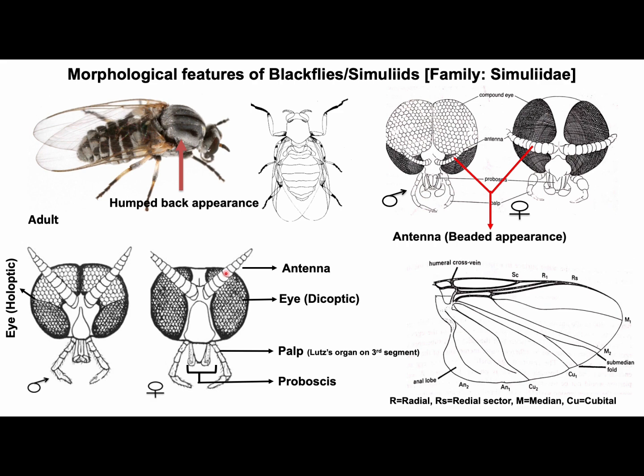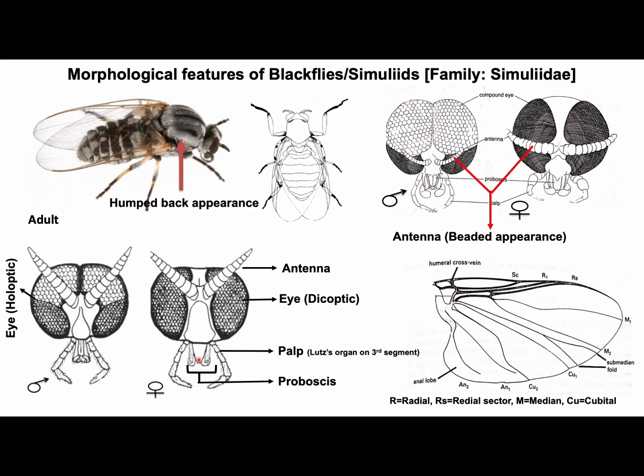Palps of blackflies have 5 segments. They are pendulous and longer than the proboscis. The third segment of the palp carries a sensory pit called the Lutz organ. This organ has many chemosensilla that detect odors such as carbon dioxide. The mouthparts, particularly the mandibles and maxillae of male blackflies and also a few species of female flies, are feeble and untoothed. Therefore, they can't cut or penetrate the host skin.